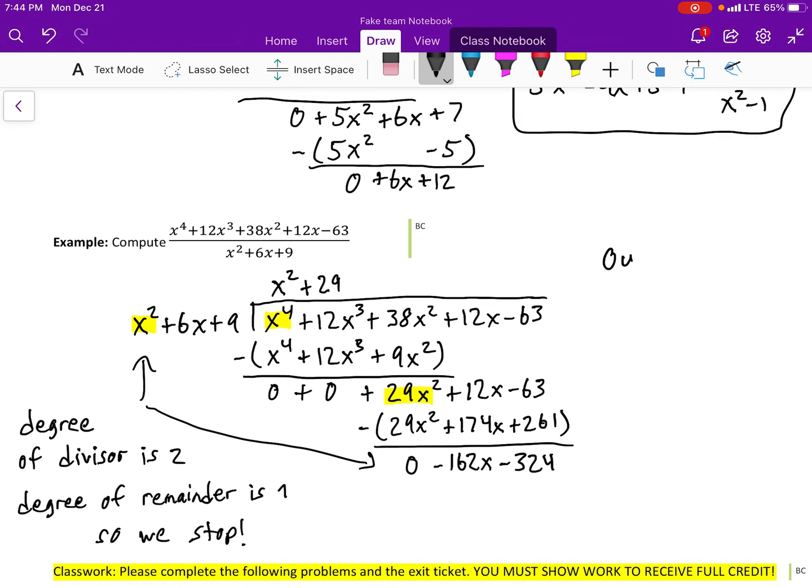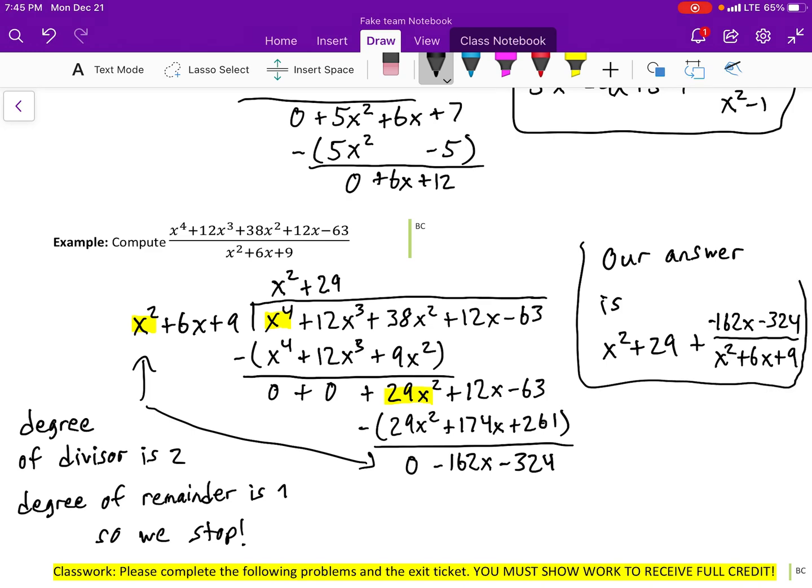Okay, so our answer is x squared plus 29 plus negative 162x minus 324 divided by x squared plus 6x plus 9. And that is our final answer.